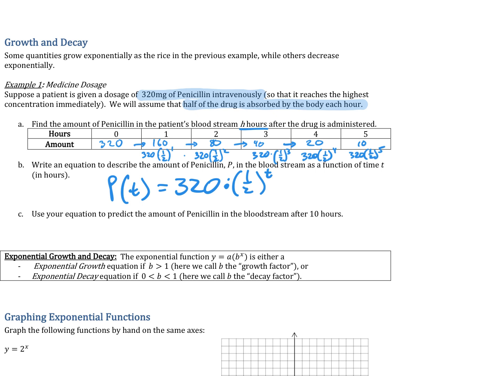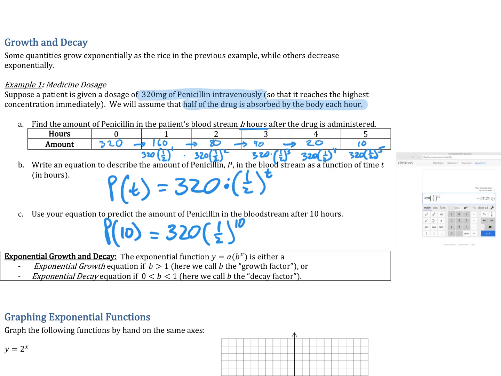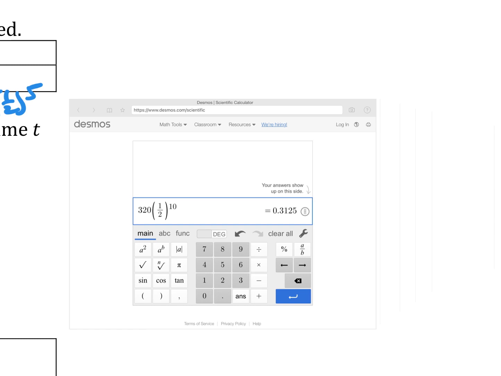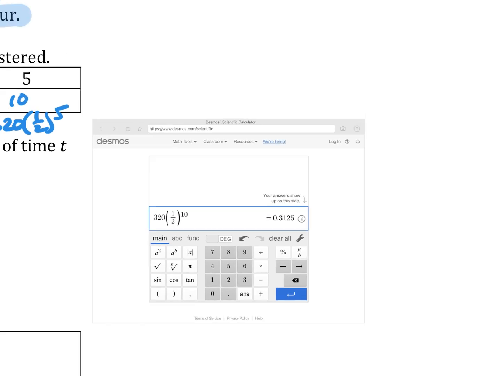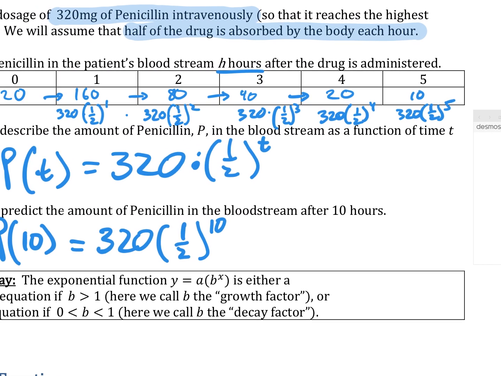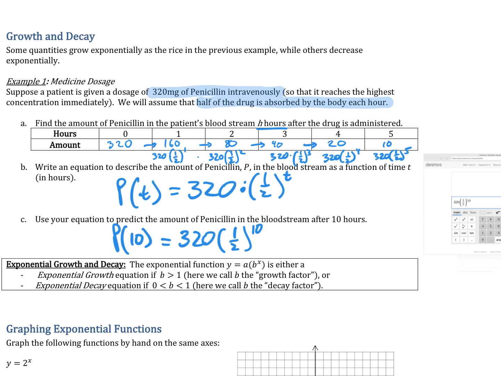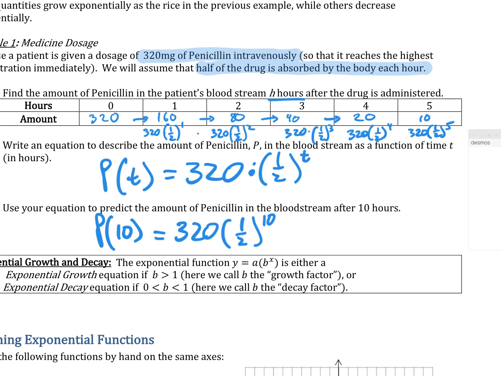So we can now use our equation to predict how much penicillin will be in the bloodstream after 10 hours. That's 1/2 to the 10th power, and we can use our calculator there. Using our calculator, we see that 320 times 1/2 to the 10th power, make sure you use parentheses there, by the way, would give us 0.3125 milligrams.